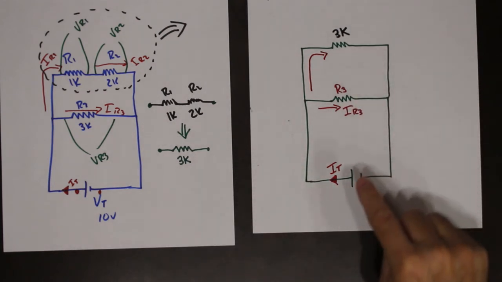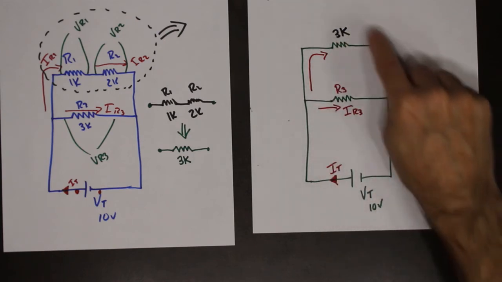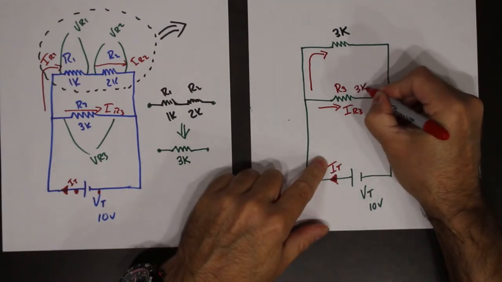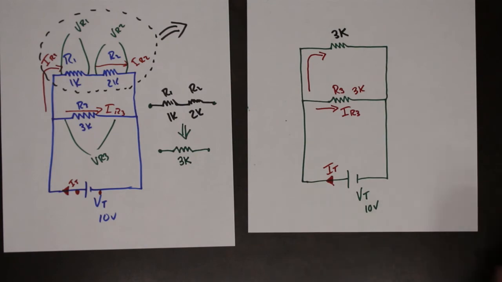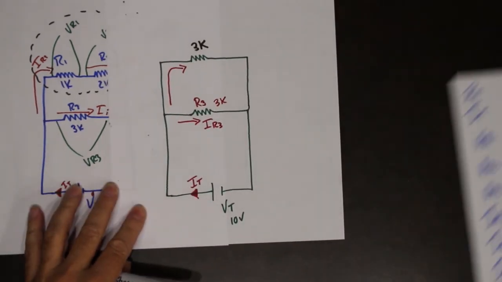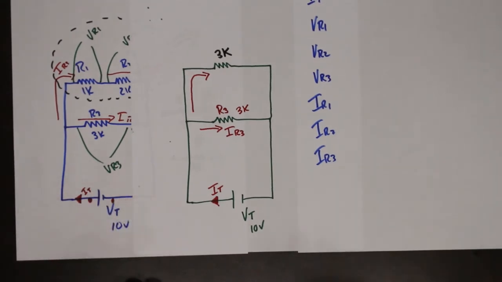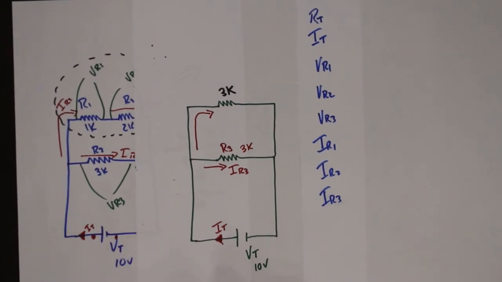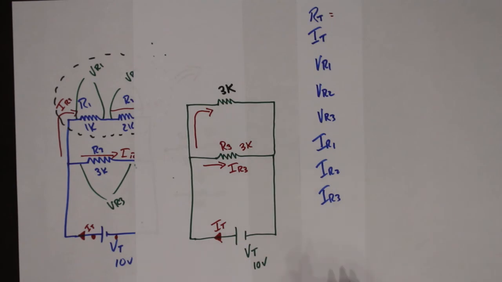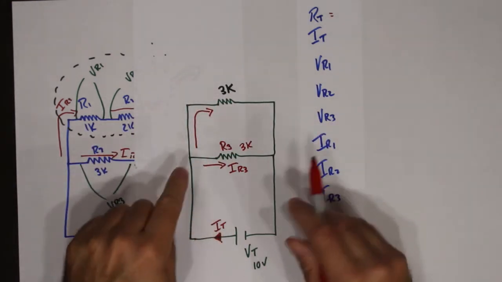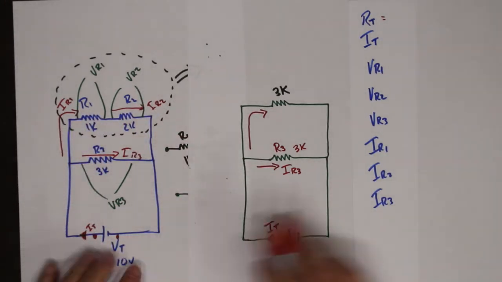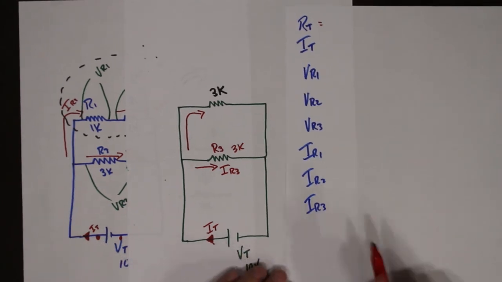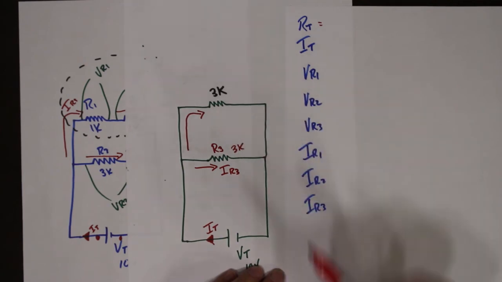Now you can see we have a parallel circuit. We know that R3 is 3K. We know that the equivalent is 3K. So now, again, just going to bring this back. R total of this circuit is equivalent to R total of this circuit. So in this particular case, we've got 3K and 3K.